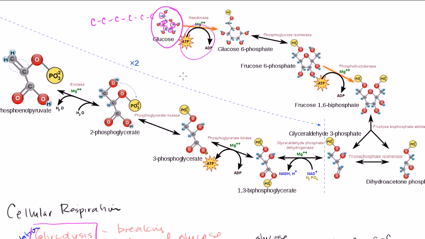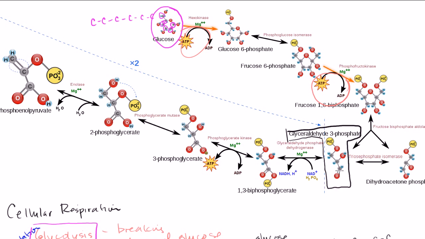I use an ATP here, so let me do that in a color. Let me do it in orange whenever I use an ATP. I use 1 ATP there. I use 1 ATP there. And just like I told you, they have a slightly different name for it, but this is the phosphoglyceraldehyde right here. They call it glyceraldehyde 3-phosphate. It's the exact same molecule.